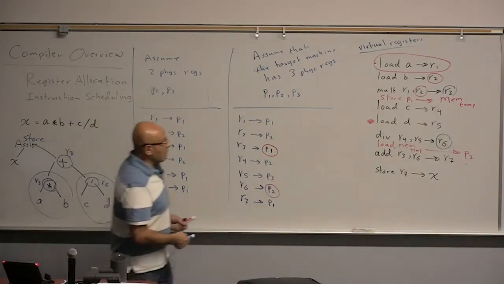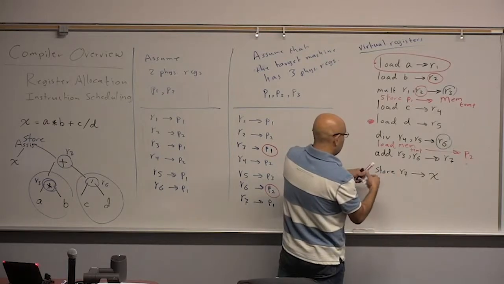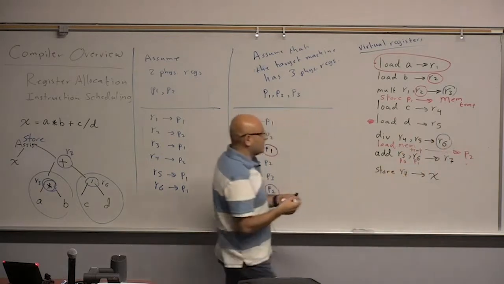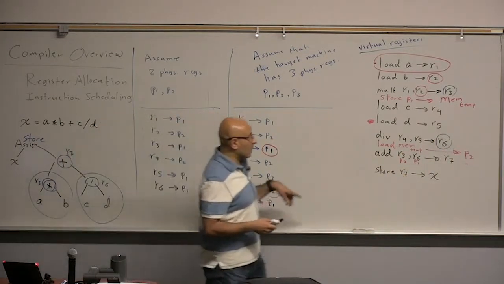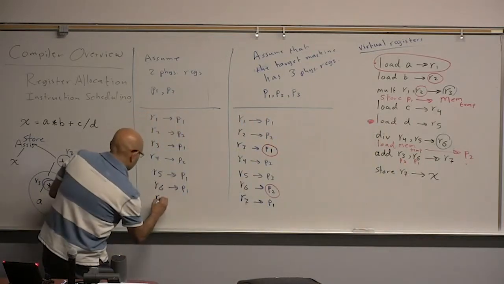Okay, so now we can add. So basically adding P2 and P1, and then we can put the result. Once we are done with this, we can use any register we want. So we can put R7 in P1.